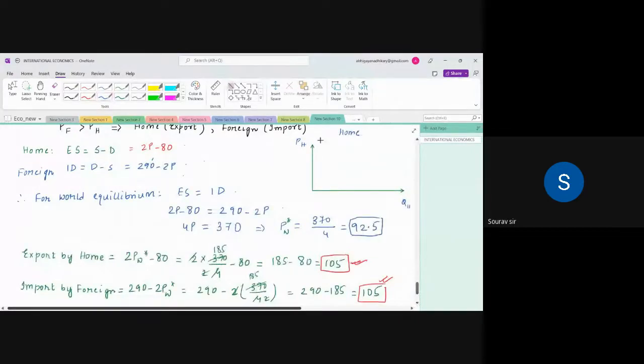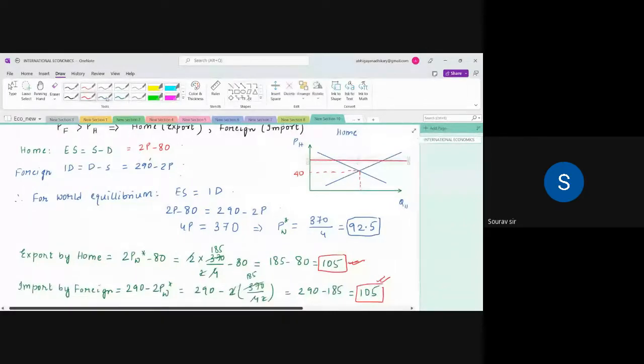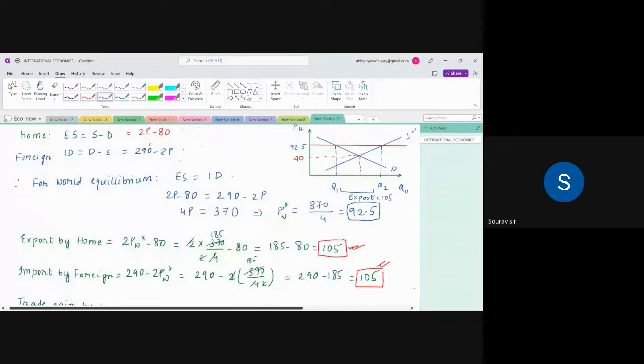So if I just draw a small graph over here, this is the demand, and this is the supply. So this is your 40, right? And the home is trading at a price of 92.5. So when it is trading at 92.5, the home demand is this much and the home supply is this much. So that means this difference is the amount of export. How much did we get? It's 105, right?